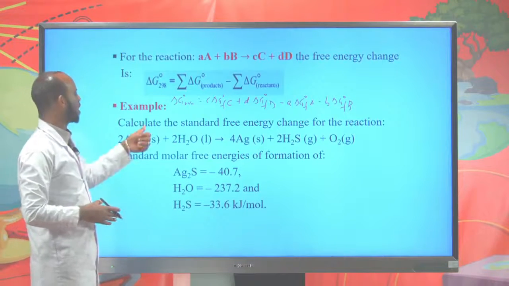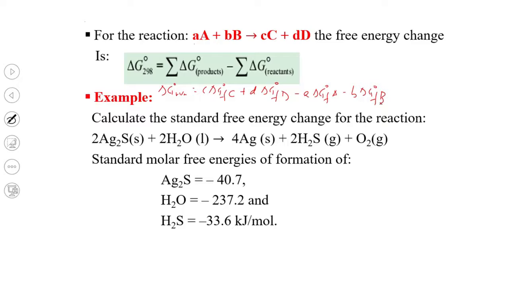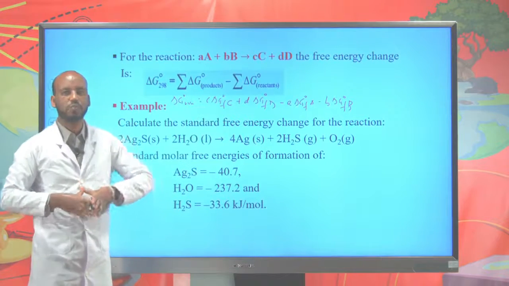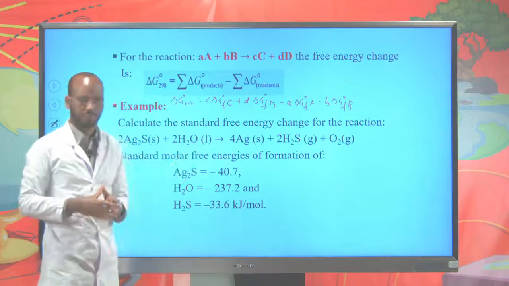For example, calculate the standard free energy change for the reaction silver sulfide plus water gives silver plus hydrogen sulfide plus oxygen. Standard molar free energies of formation: silver sulfide is minus 40.7 kilojoule, for water minus 237.2, and for hydrogen sulfide minus 33.6 kilojoule per mole. You are asked to calculate the standard Gibbs free energy change for this reaction.